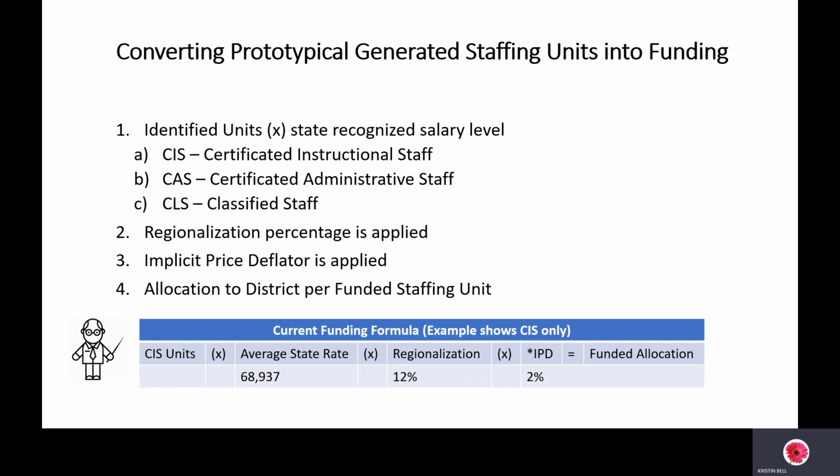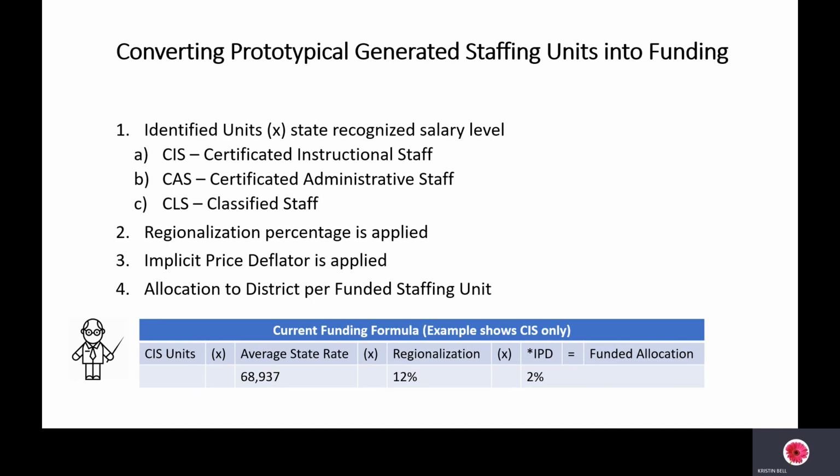So Tacoma's is 12%. And then you take that number and you multiply it by IPD, which is the implicit price deflator, which does change each year. It's similar to maybe a cost of living, but it's not. I mean, you can kind of think of it that way. But this next year, there's a 2% implicit price deflator. And then when you do that calculation, it kicks out the dollars that the state will give us for those units. And again, this 68,937 is the rate for a CIS, or a certificated instructional unit.